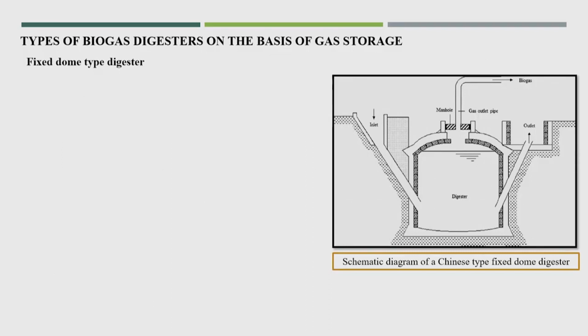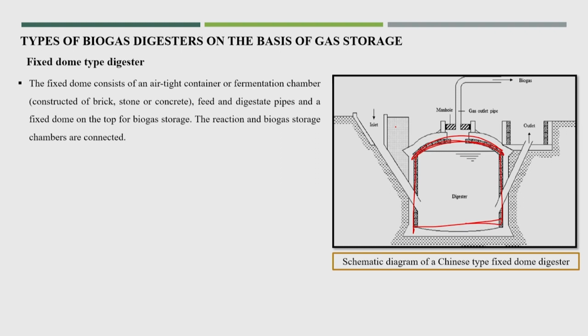So, the first type of reactor is the fixed dome type of reactor. This is the dome, the top area. The dome is fixed, and this is the reactor. So the dome is fixed here.